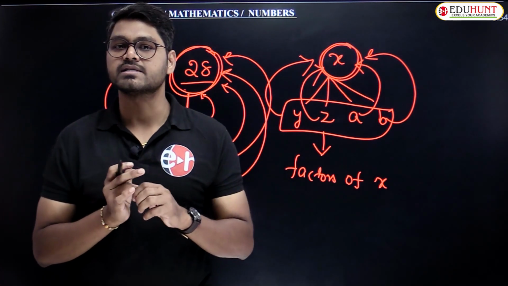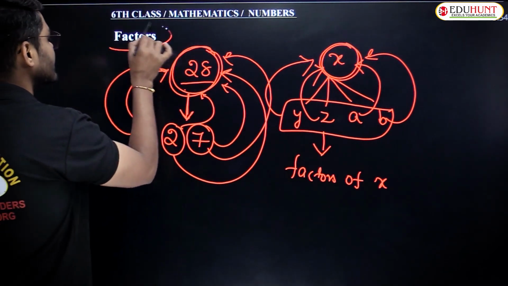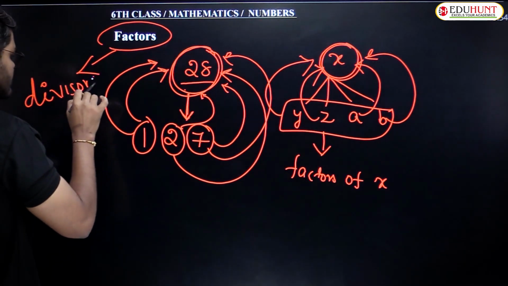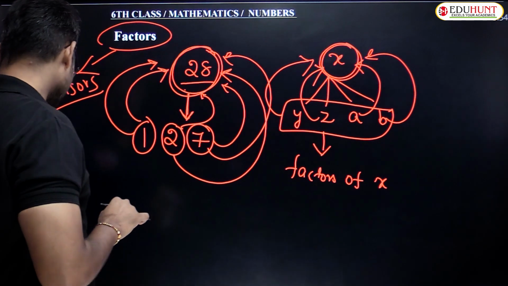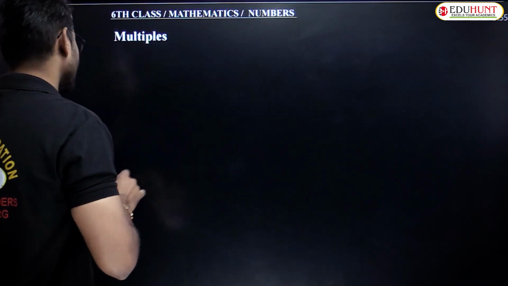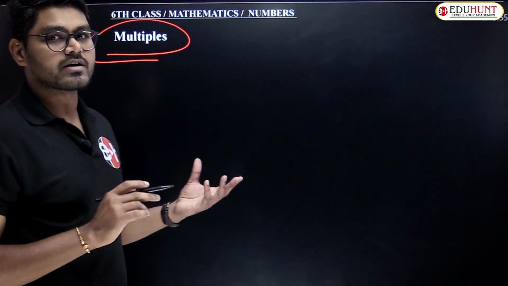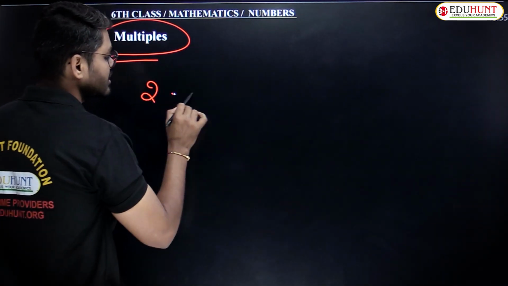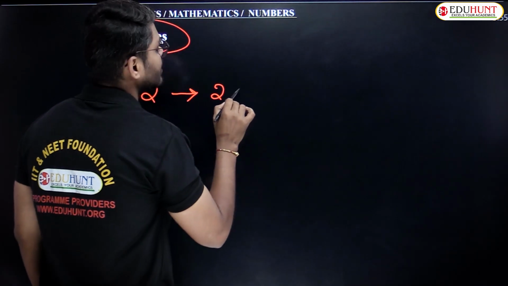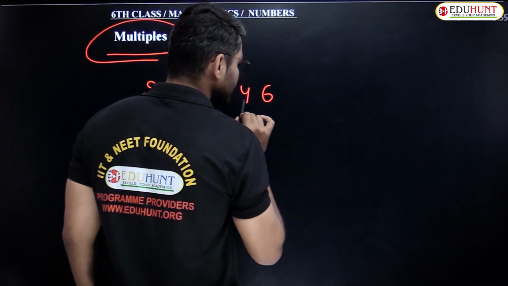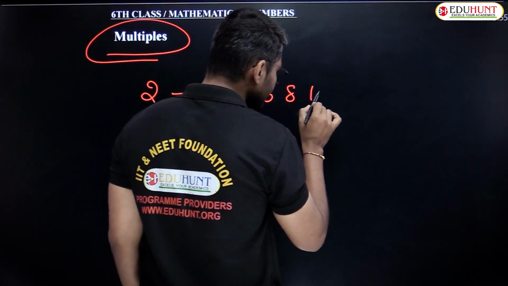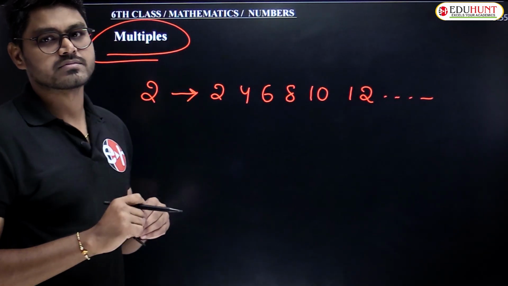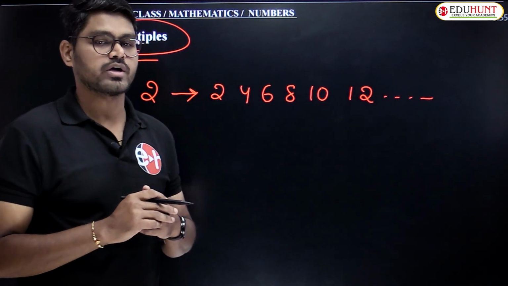Did you understand, students? Factors are also called divisors. Factors and divisors both are the same. Multiples, already we have discussed what is a multiple. For example, if I take 2, multiples of 2 are 2 ones 2, 2 twos 4, 2 threes 6, 8, 10, 12 and so on. We have to read the 2 table. Then all those are multiples.